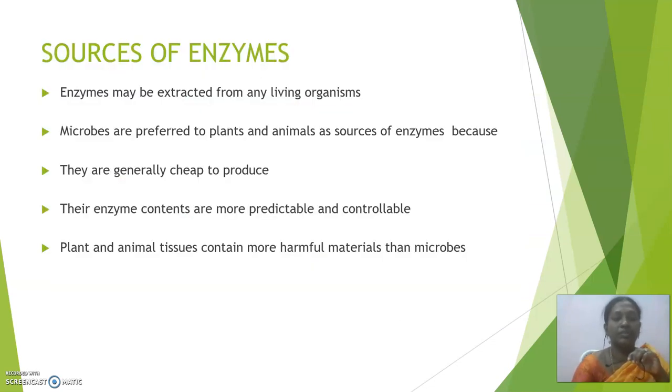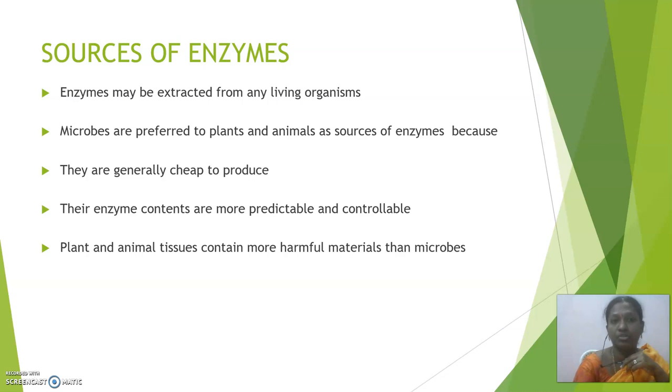Now we are going to see the sources of enzymes. Enzymes can be extracted from all living organisms. Here, microbes are preferred more than plant and animal sources. I've told you it can be extracted from any living organism, but compared with plants and animals, microbes are preferred more. What are the reasons? They are generally cheap to produce. Microbes can readily multiply in the lab, and from that we are able to extract the enzymes.